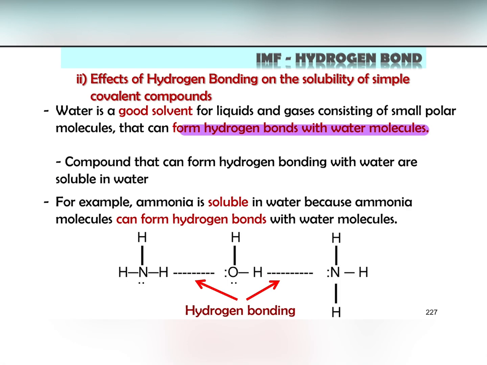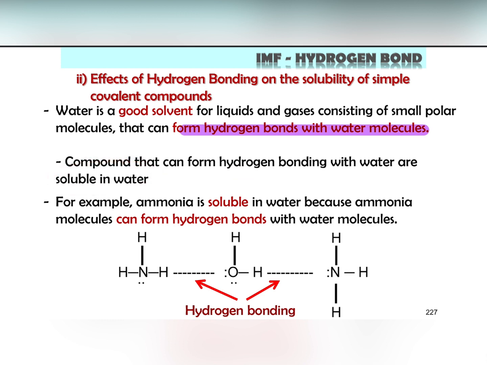So kita nak tengok effect of hydrogen bond on the solubility of a simple covalent compound. Alright, so water we know it is a good solvent. It is a good solvent for liquids, gases that contain small polar molecules. Water is also a polar molecule. And if the compound can form hydrogen bond with water, then it is said to be soluble in water.